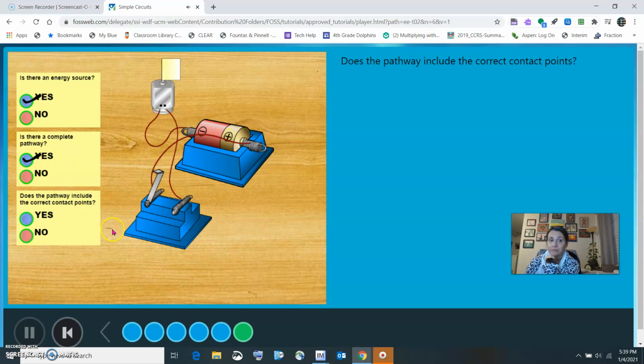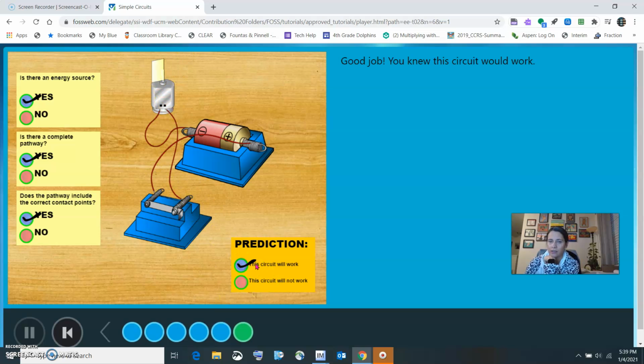Does the pathway include the correct contact points? So look in here. Is it touching us by our 2 black ones? Yep. Okay. We've got a yes, or yes. So if they're all 3 yeses, then this circuit will work. If we close that switch, that motor should start running. Okay. So you have the 3 questions.